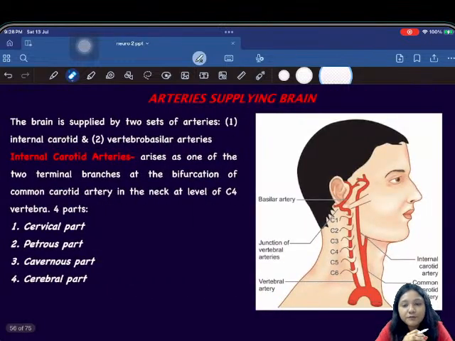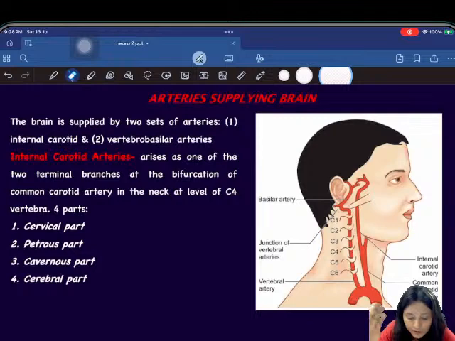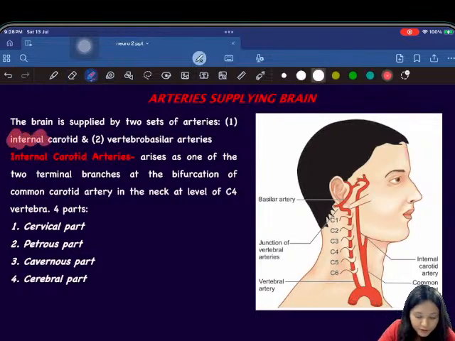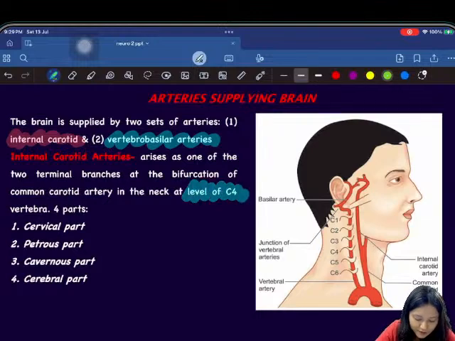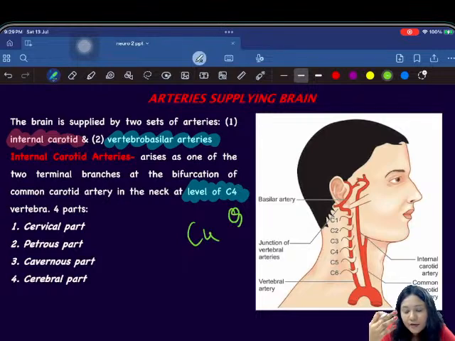Before going to that, we have to study the branches of the internal carotid artery. You know that the entire brain is supplied by the internal carotid and the vertebrobasilar system. Now the internal carotid arises as a terminal branch at the bifurcation of the common carotid at the neck, and there is a question in NEET PG: at which cervical level? The answer is C4. The common carotid gets bifurcated into internal and external at the level of C4.